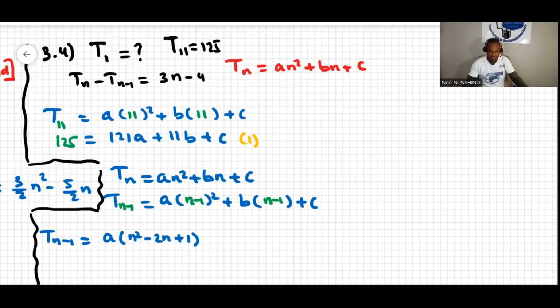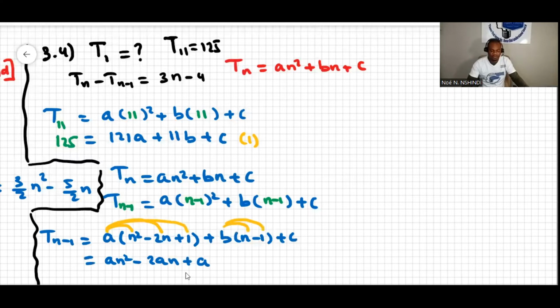If you expand that part, note that you cannot do n squared minus 1 squared, okay? Plus b n minus 1 plus c. And then this will be an squared minus 2an plus a, okay? Because over here we do this times that, and times that one, and this also. Plus bn minus b, and then plus c. So this I call equation number 2, and then equation number 3.